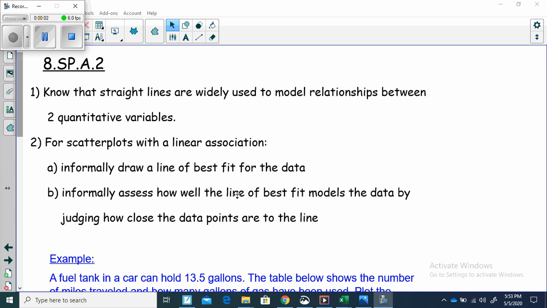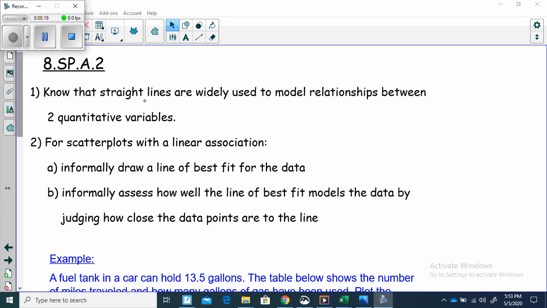This is standard 8 SPA2. This deals with statistics and probability, and particularly this part deals with scatter plots. In this case, we need to know that straight lines are widely used to model relationships between two quantitative variables, and we're going to see those.